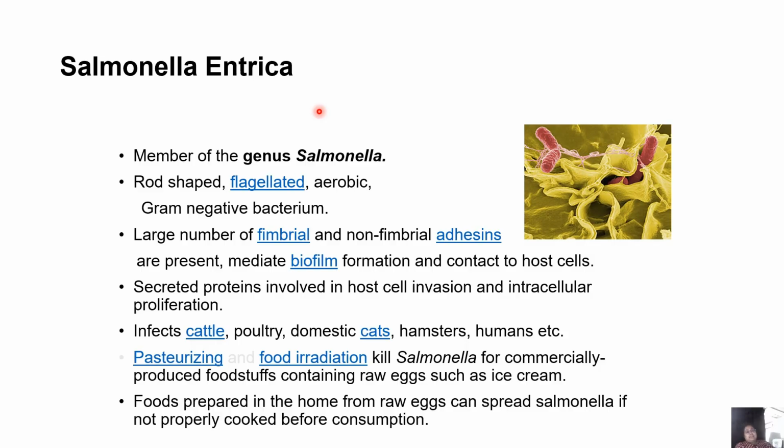Now, pasteurizing and food irradiation can kill Salmonella for commercially produced foodstuffs containing raw eggs, such as ice cream. Now, foods prepared in the home from raw eggs can spread Salmonella if not properly cooked before consumption.